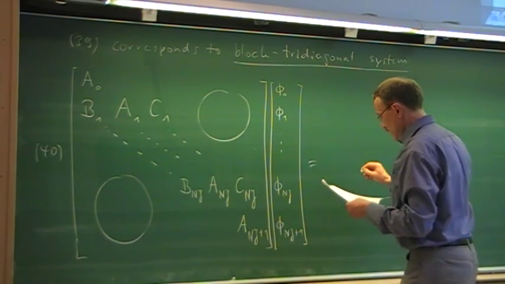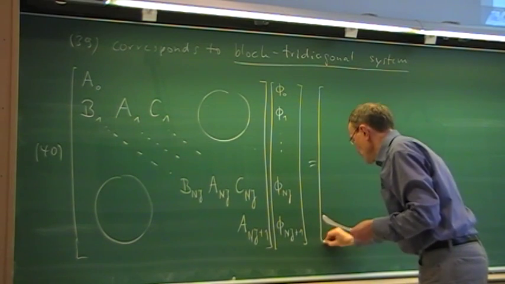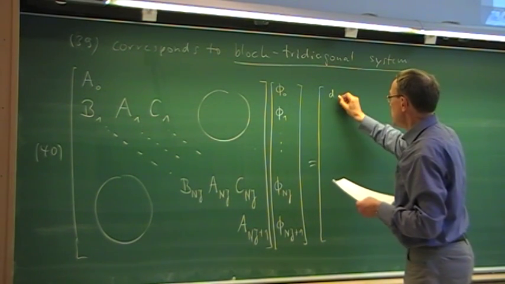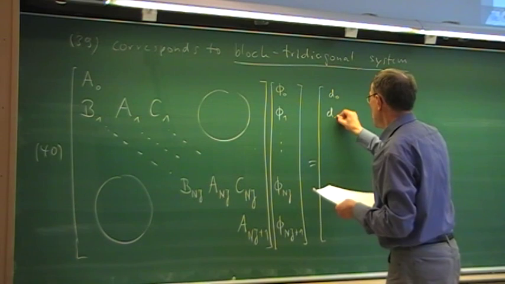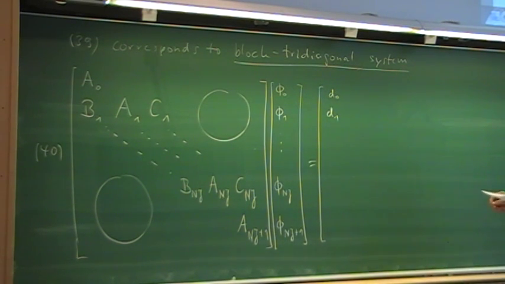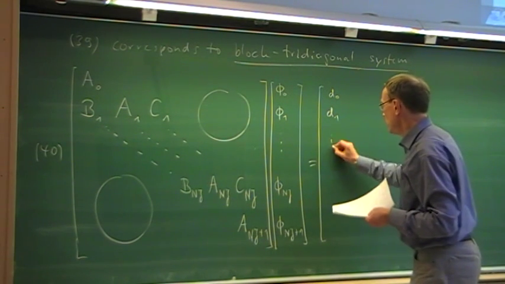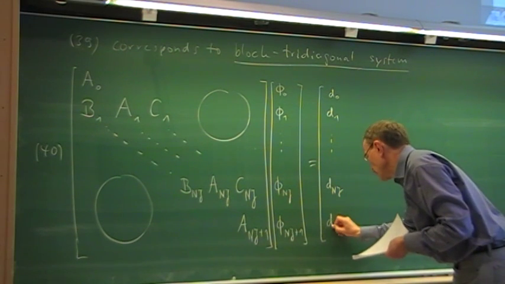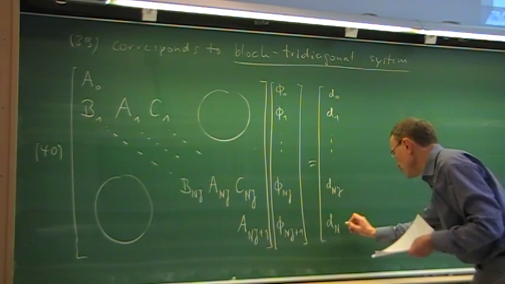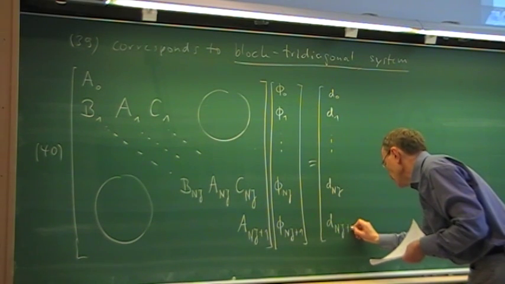And then the right-hand side is consisting of our data. The d0 are the boundary conditions at the bottom, and the d1 is for the boundary conditions for the first row, and the d2 is the one that we have concentrated on there. And here we have then the dnj and the boundary conditions at the upper boundary, dnj plus 1.